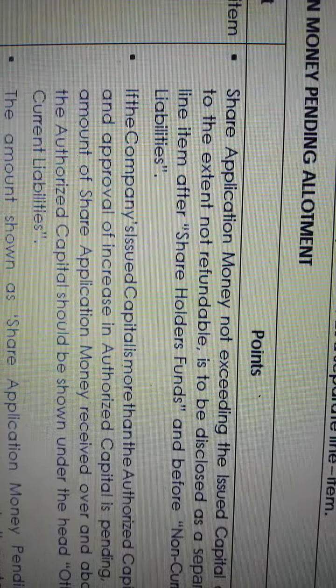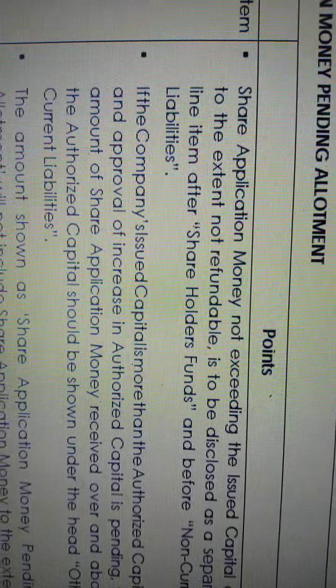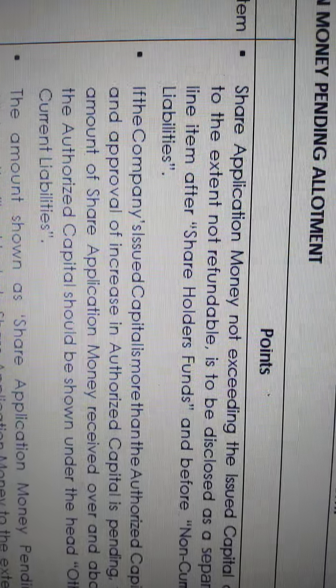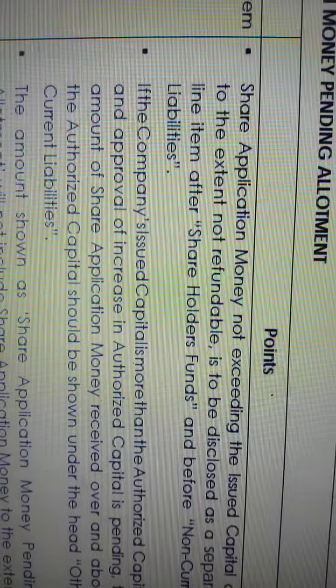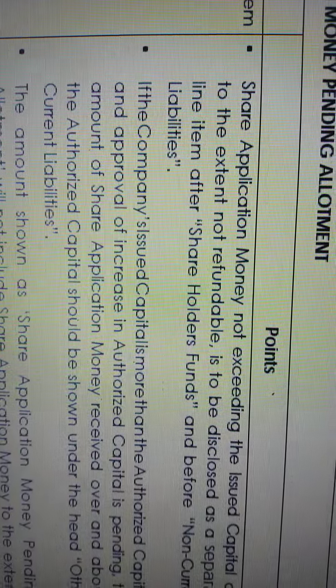How much can I make? 1 crore is my total capital, out of which I already received 80 lakhs. How much extra can I issue? 1 crore minus 80 lakhs equals 20 lakhs extra I can issue, correct? Only for that can I receive subscription, correct?